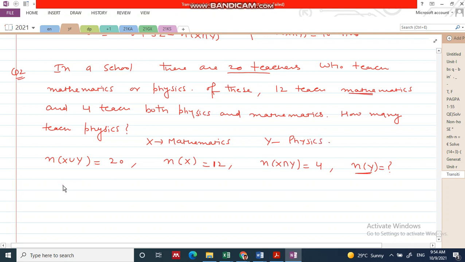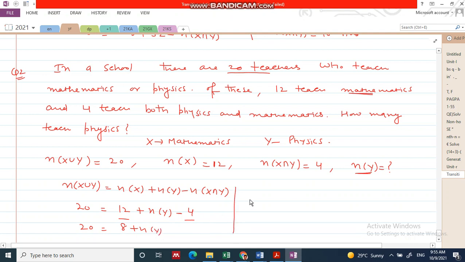Okay, now you apply the formula. Number of elements in x union y is equal to number of elements in x plus number of elements in y minus number of elements in x intersection y. So what is it? It is 20. Number of elements in x, it is 12. Number of elements in y, we do not know. And intersection, we have 4 elements. Okay. So 20 is equal to 12 minus 4, 12 minus 4 is 8. So number of elements in y is equal to 20 minus 8. Means number of elements in y, they are 12. Okay. So number of teachers who teach physics, they are equal to 12.